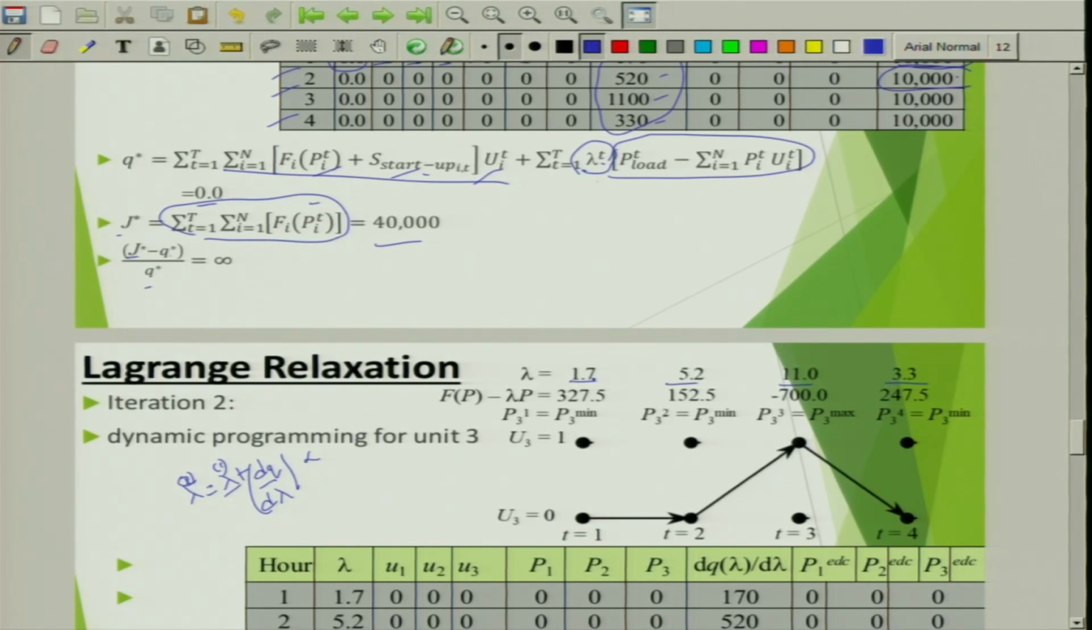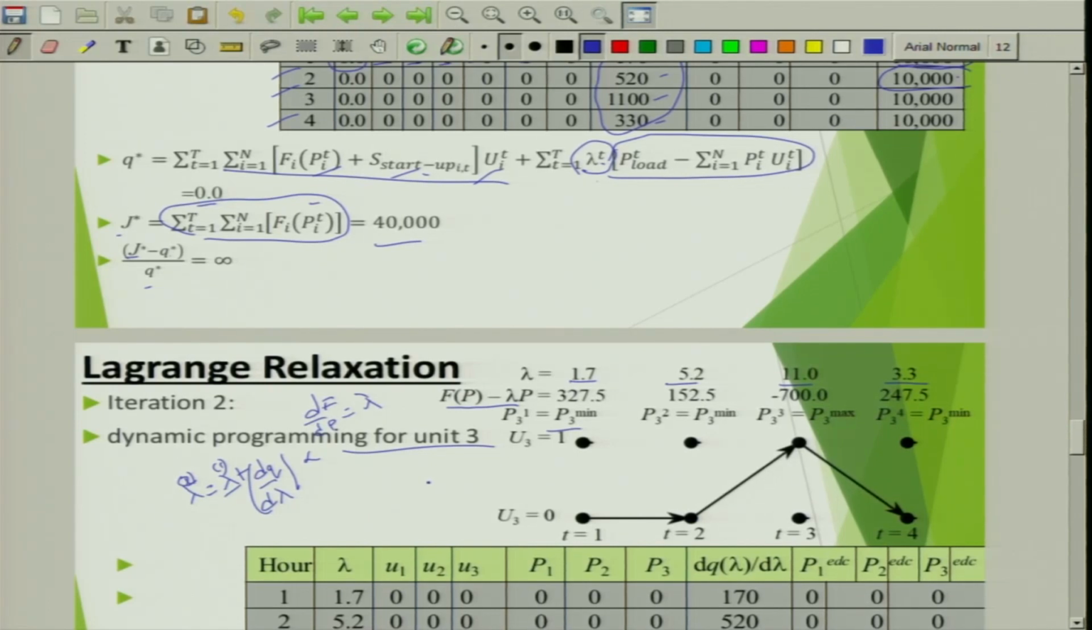Now for this new lambda you obtain p, because if you have lambda you can easily obtain p, na? df by dp is equal to lambda. For each interval you have a different generation. Now I am just giving an example for the third generator. Like that you need to do for all the generators. There are 3 generators, right? 1, 2, 3. So for the third generator you obtain f of p minus lambda p.